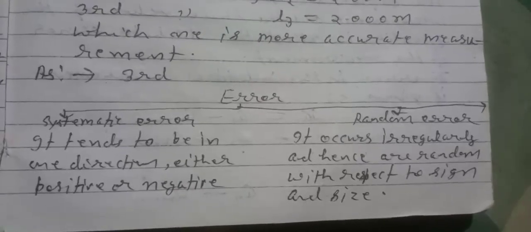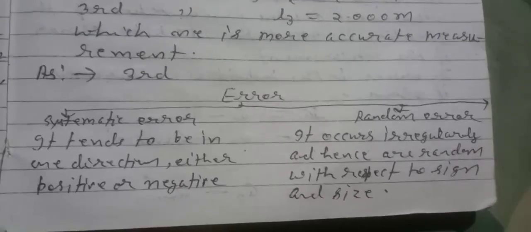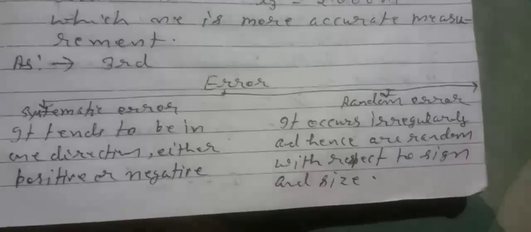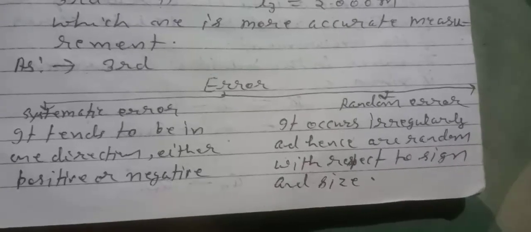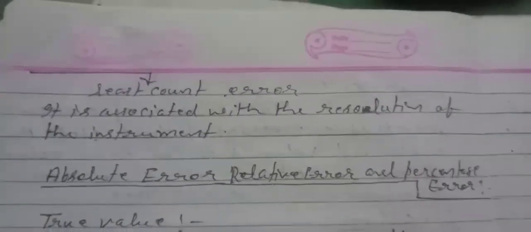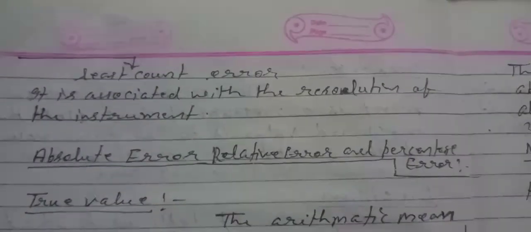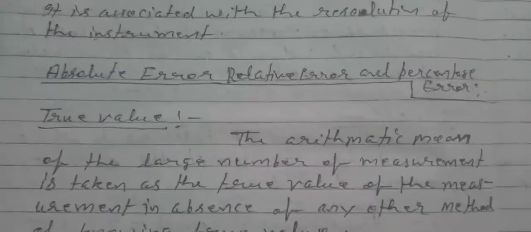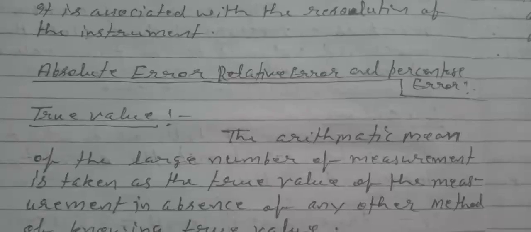Error. Systematic error. It tends to be in one direction, either positive or negative. Random error. It occurs irregularly and hence is random with respect to sign and size. Least count error. It is associated with the resolution of the instrument. Absolute error, relative error, and percentage error.